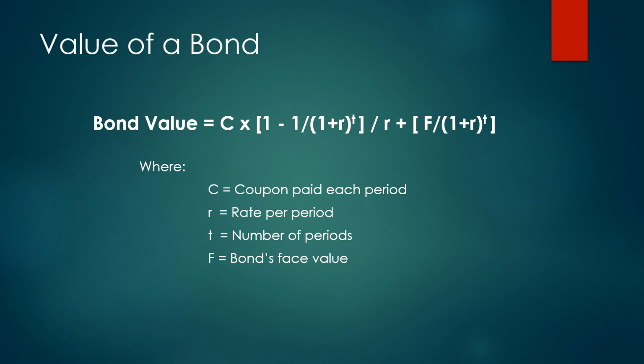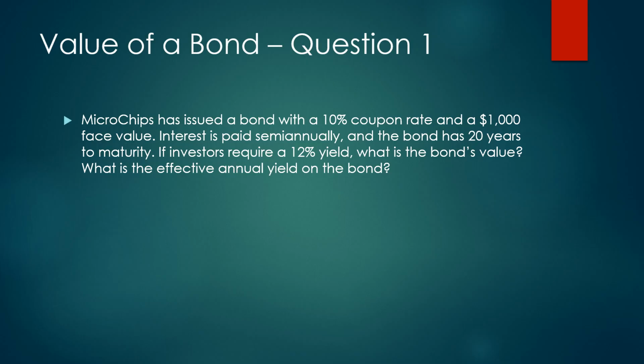Now, let's go to the second slide. So we're going to go over this question. It's the value of a bond. And the question is, Microchips has issued a bond with a 10% coupon rate and a $1,000 face value. Interest is paid semi-annually, and the bond has 20 years to maturity. If investors require a 12% yield, what is the bond's value? Also, what is the effective annual yield on the bond?